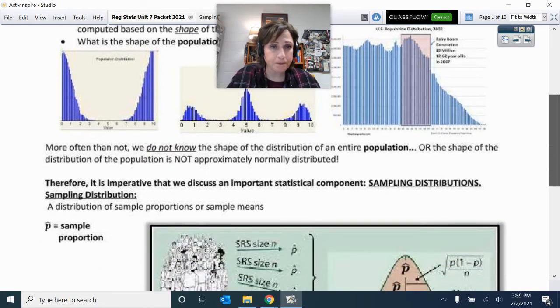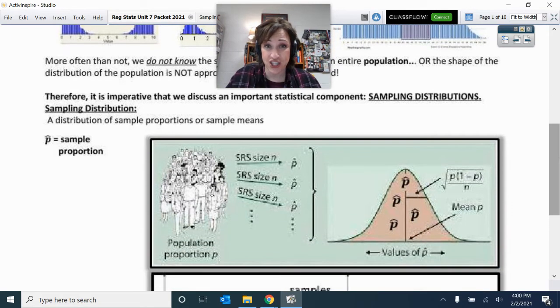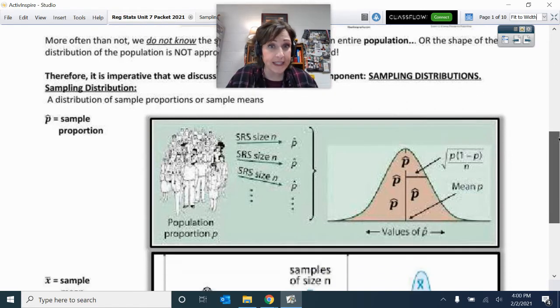More often than not, we do not know it, or we don't know the whole population. With proportion problems, there's not even a population because that's categorical. Is the M&M blue or not blue? What shape is that? How does that data get collected? Therefore, it is imperative that we discuss this important statistical component called sampling distribution. That's our next big idea.